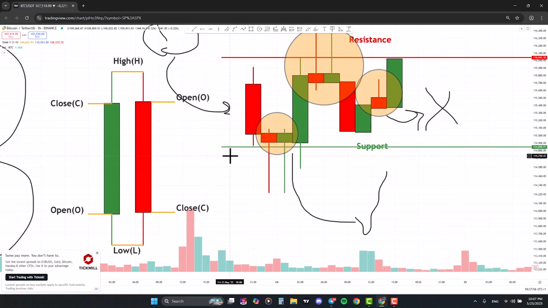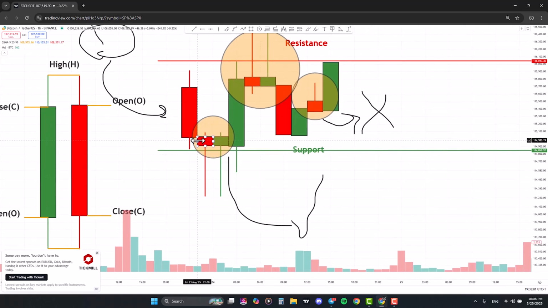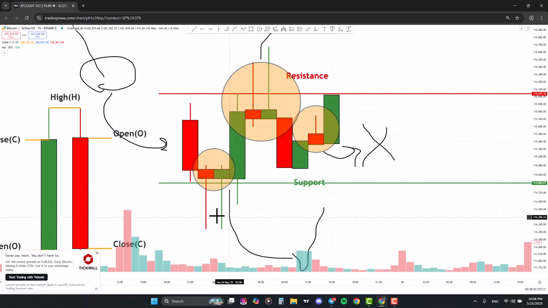It shows that the sellers exerted effort up to this point and brought the price down to here. But then buyers suddenly entered the market and pulled the price up a lot. This indicates that in the following candles, the buyer's strength might be significant. And as you can see, we got a very strong green candle.